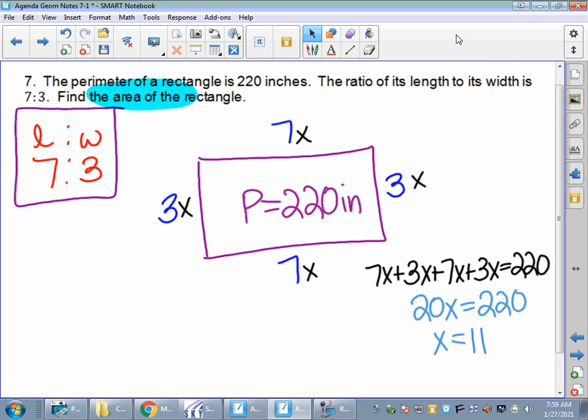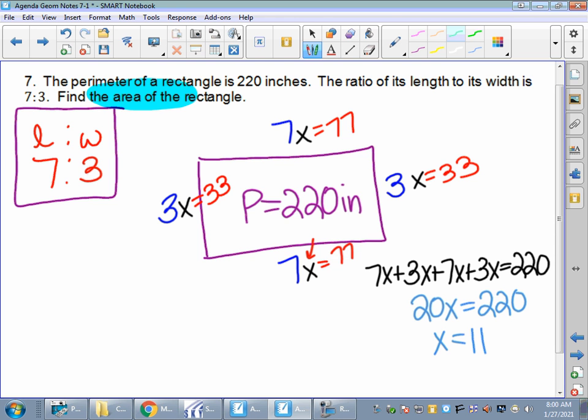So I guess we probably need to know the sides. So if this side is 7x and x is 11, this side has to be equal to 77, as does this side. If this side is 3x and x is 11, then we know that this side has to be 33, and this side has to be 33. So how do you find the area of a rectangle? I know you've done this before too.